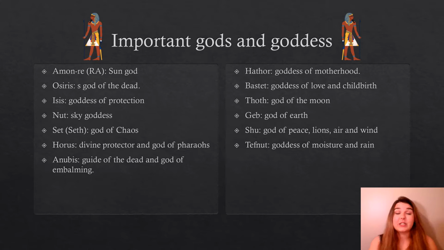And last, but certainly not least, we have Tefnut. This is probably one of the harder ones to pronounce, so we can break it down. Tefnut is the goddess of moisture and rain.